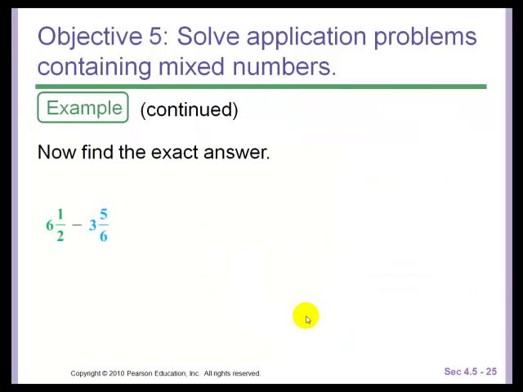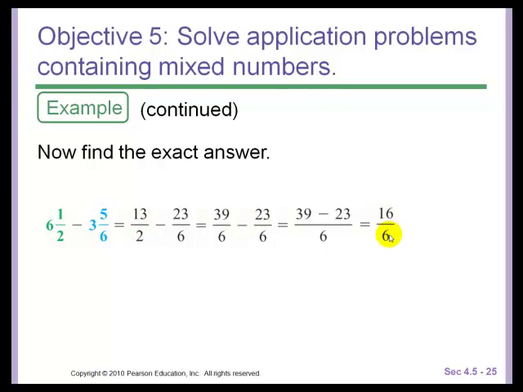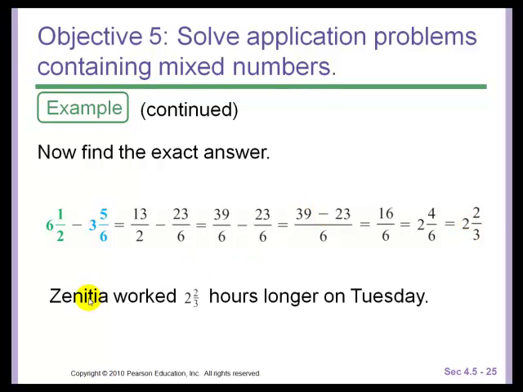To find the exact answer, we're going to subtract 6 1/2 minus 3 5/6. We're going to convert those into improper fractions. The common denominator is 6, so multiply top and bottom by 3. Then subtract, and you get 16 over 6. This can be simplified. It will wind up simplifying to 8/3, or you can convert it first and do 2 4/6 and then get 2 2/3, which again is 8/3. I'm okay with either answer. In this case, I'm leaving it as the mixed number. Zanita worked 2 2/3 hours longer on Tuesday.